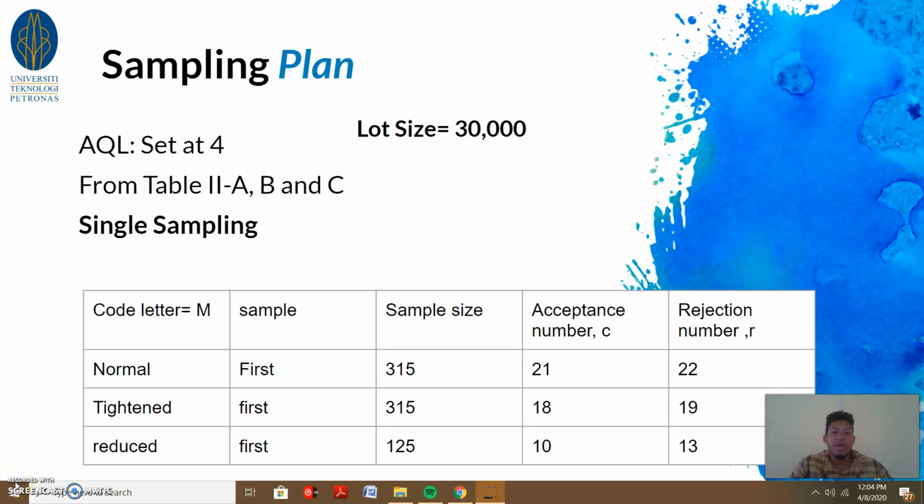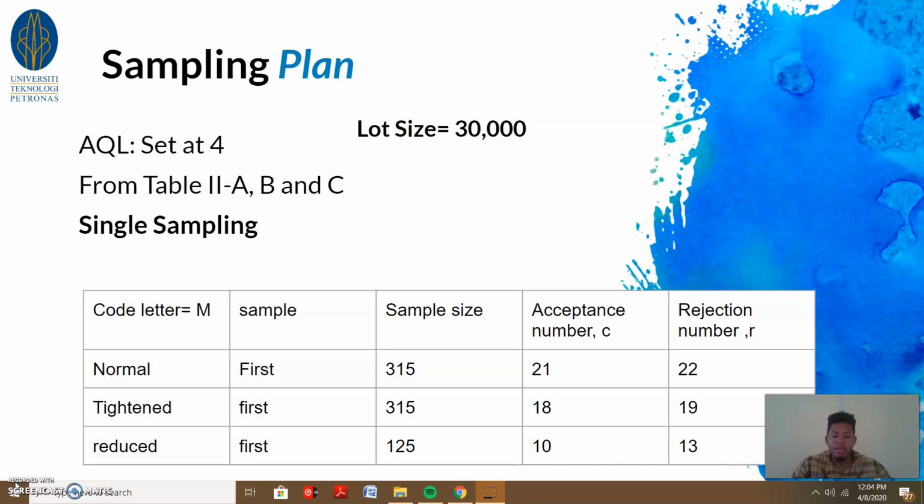In this project, we are asked to produce sampling plans for 3 different procedures: single sampling, double sampling, and multiple sampling. The acceptable quality level is set at 4, and our lot size is 30,000 units. So now let's talk about the sampling plans.